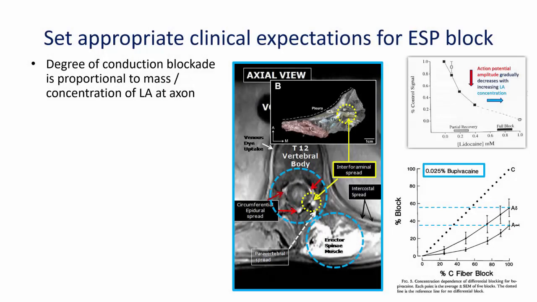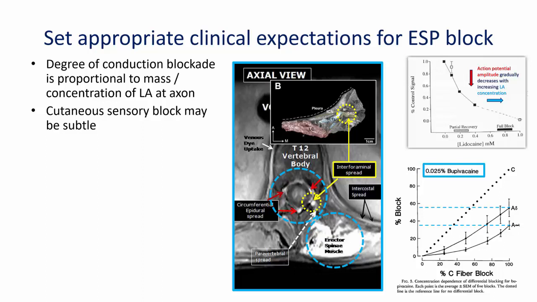Finally, we should have the appropriate expectations for the clinical effect of the ESP block. The degree to which the spinal nerves are blocked will depend on the amount of local anesthetic that reaches this area. And this is going to vary from patient to patient, depending, as we've said, on factors that may include their tissue characteristics, as well as technical factors in the performance of our block. We will probably not often see a dense sensory block, especially manifesting as cutaneous numbness of the torso.